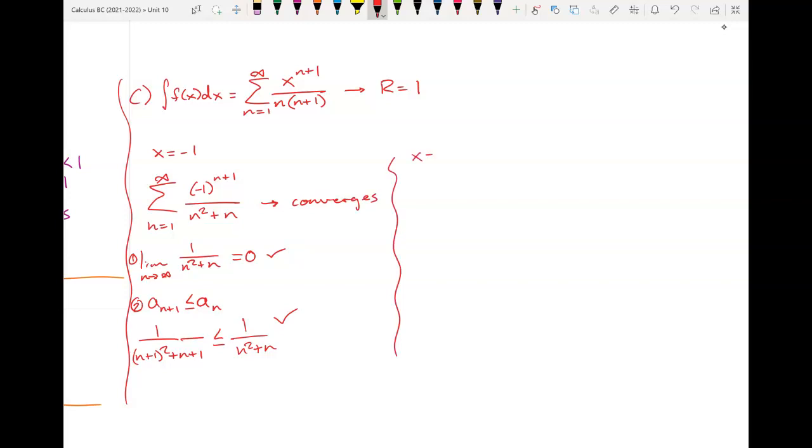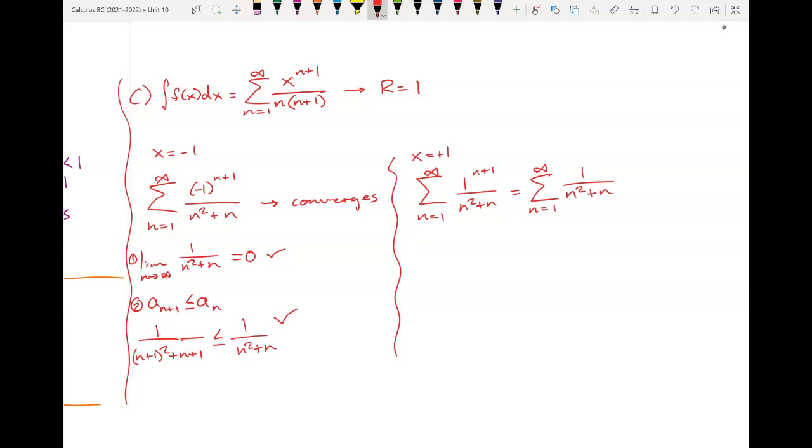Let's go ahead and look at the right, positive 1. So we have the series, let's make that sigma look a little bit better. There we go. And we have negative 1 to the, oh, no, not negative 1. What am I plugging in? We're plugging in positive 1. So 1 to the n plus 1 over n squared plus n, which I can just say looks like this.